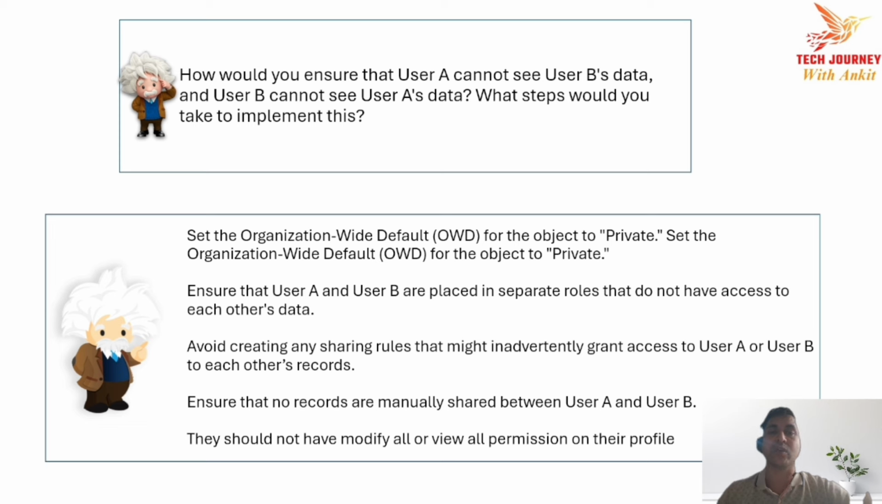In case they fall under the same role hierarchy, then one of the personas can see the other's records, and we don't want that. So that is the second consideration we have to keep in mind. The third thing we have to take care of is to avoid creating any sharing rule through which the records can be exposed from user A to user B. We have to make sure that we are not writing such sharing rules here. Moreover, we have to make sure that both user A and user B don't have advanced permissions, for example View All or Modify All; these types of permissions should not be available on the profile.